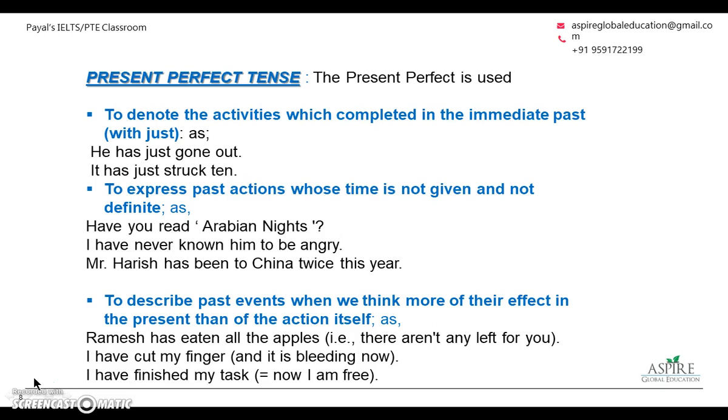Since these events or activities got completed in the immediate past, you need not write your time period. If you want to write your time period, please change the sentence into past tense. For example, you will say I have visited Agra, but you cannot say I have visited Agra in 2007. If you want to give the time period, you should change your tense from present perfect to past tense. I visited Agra in 2007.